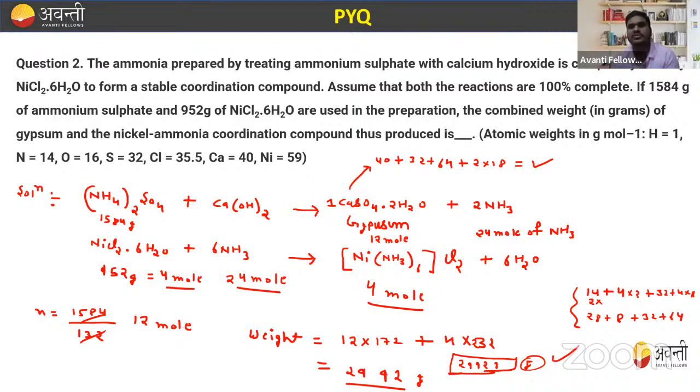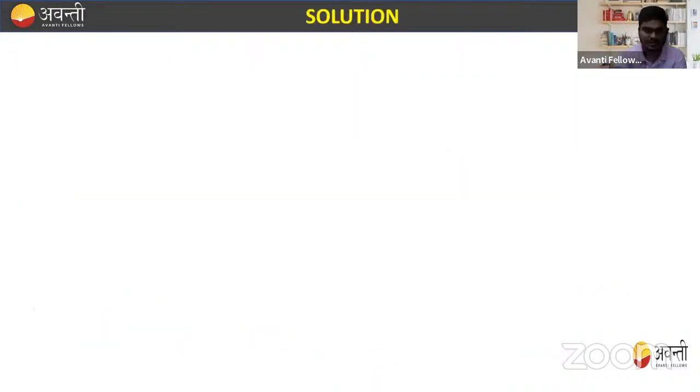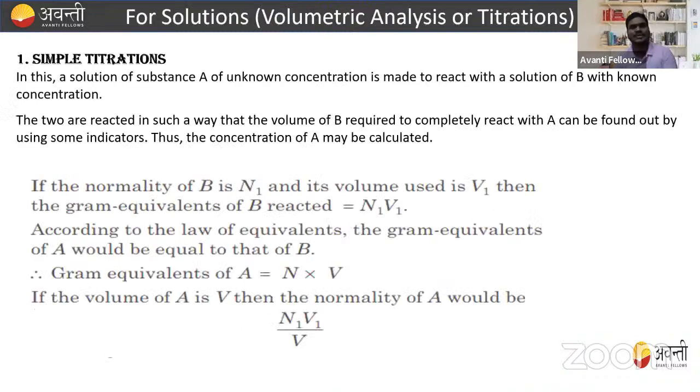For this question, you need to know how the reaction is going on, how to write the balanced chemical equation, and how to use the mass and mole concept. If you know this, then you will be able to solve such questions, right? Okay. Now let's move to the next question, or we say the next topic.